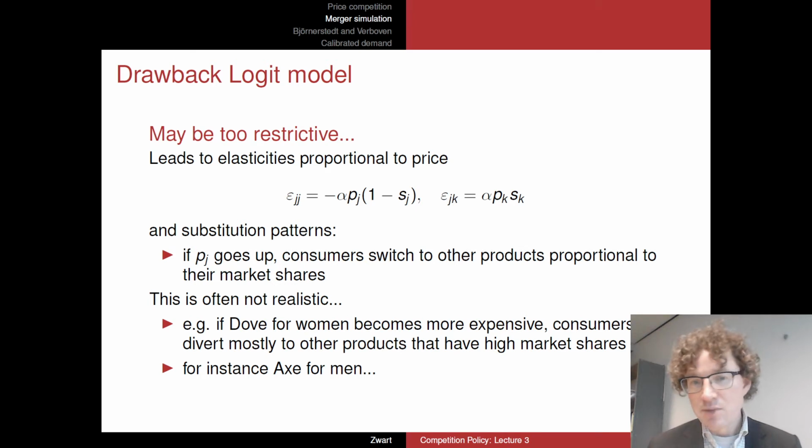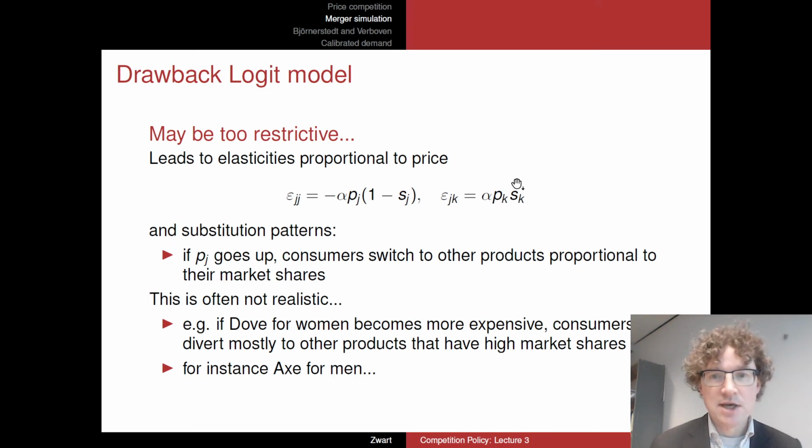Is that realistic? Well, perhaps a little bit, but not completely. It's rejected actually to be the only driver of own price elasticities. So this is one disadvantage. It gives elasticities which only depend on the price of the product, whereas in reality we do see different kinds of own price elasticities and not only proportional to prices.